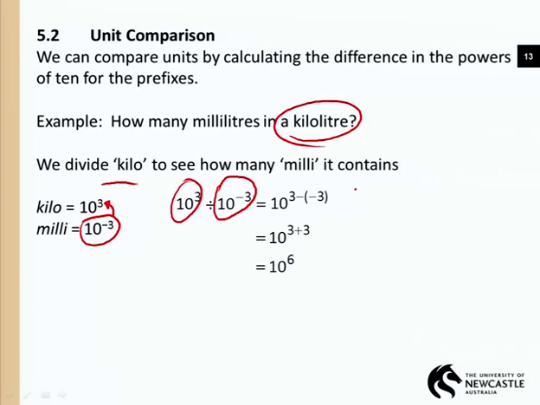10 to the 6 is a million. So remember, before I did it, it was 1,000 times 1,000. That was a million. 10 to the 6, doesn't matter. 10 to the 6 and a million both answer the same. It doesn't matter which way you write it. So we've got 10 to the 6 mils in a kilolitre.